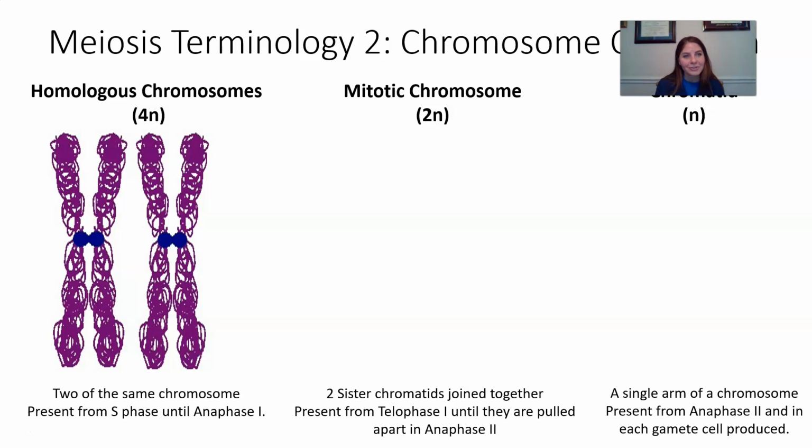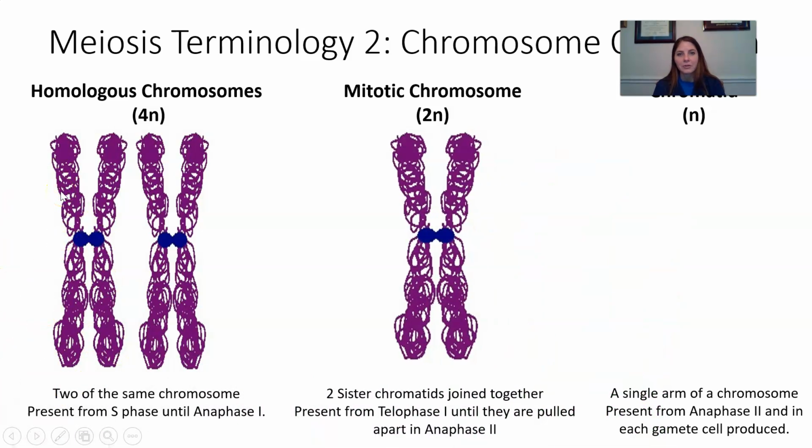So, some meiosis terminology that I want you to be familiar with. You're going to hear me talk about homologous chromosomes. That's going to be our set of 2 of the same chromosomes. We're also going to have a mitotic chromosome. That is going to be 2 sister chromatids that are joined together and present from telophase 1 until they are pulled apart during anaphase 2 in meiosis 2, which we'll get to soon.